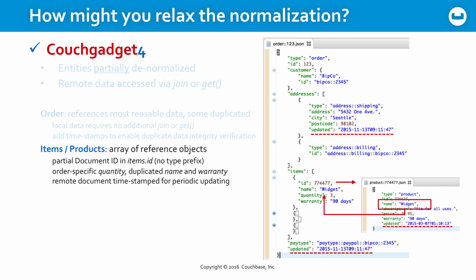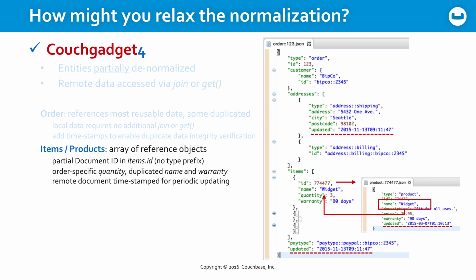Here we have an order-specific quantity for each item, but notice that the name and the warranty are duplicated locally in the order from the remote product document. That would allow that data to be used immediately along with this order document without having to make a subsequent request. But the remote document is time-stamped so that you could periodically coordinate and update these documents as appropriate.